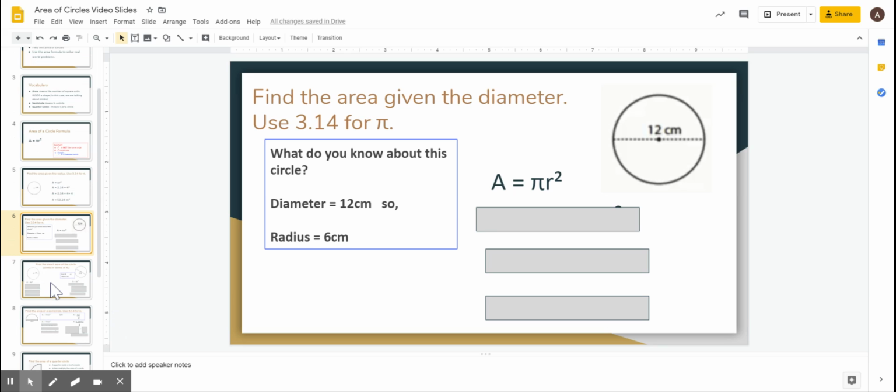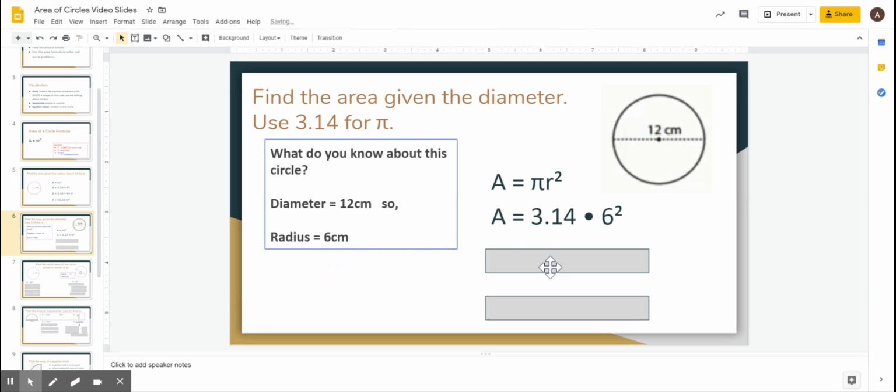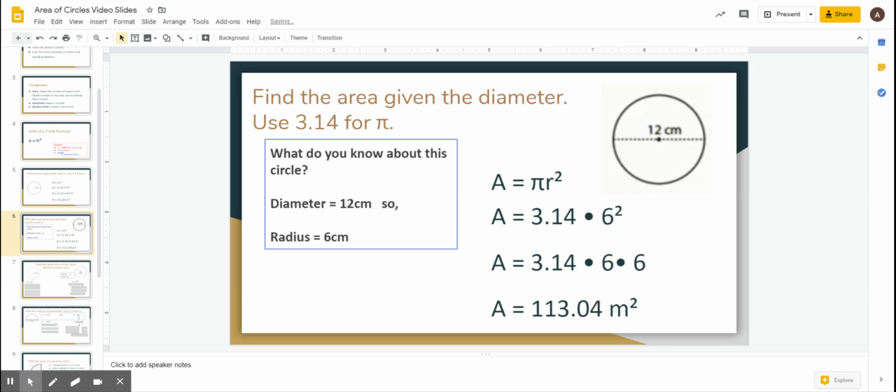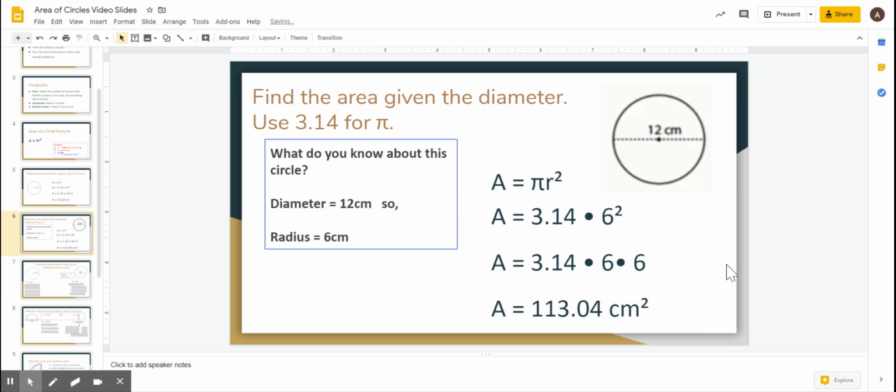The next example, we have find the area given the diameter, use 3.14 for pi. So here we're given the diameter of 12 centimeters, right? The radius is half of that, so that would be 6 centimeters. So we're going to plug in 6 centimeters for our radius. So area equals 3.14 times 6 squared. I'm going to expand 6 squared to be 6 times 6. And then when we multiply all of those, we end up getting 113.04 centimeters squared. Right, so your area would be 113.04 centimeters squared.